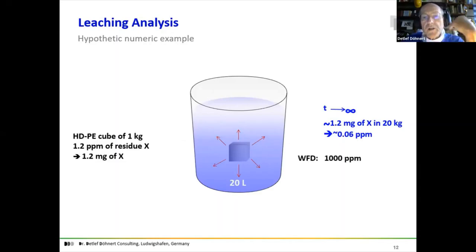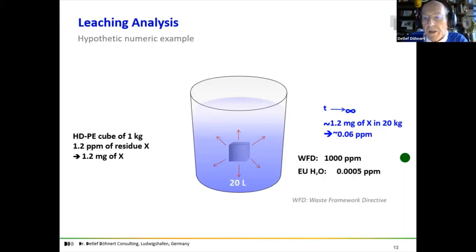And if you go into the waste classification, that means you are in the green area. But if you go, for instance, into the drinking water limit value, that is 0.5 ppb, then of course you are out of the limit, and that means that water is not allowed anymore to be used and to drink according to the European standards. And that also explains to you why a used empty pesticide container, even after rinsing, is not suitable for storing of food.